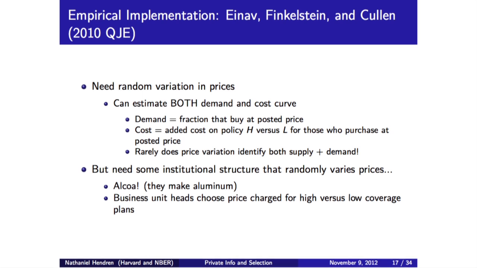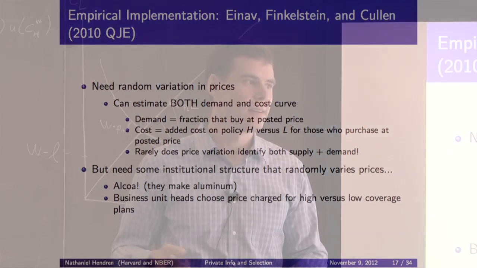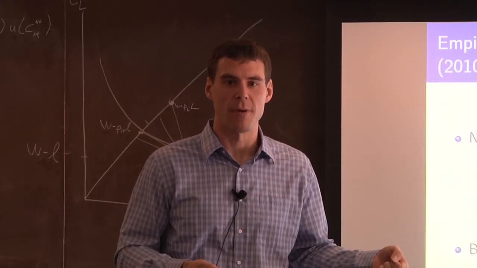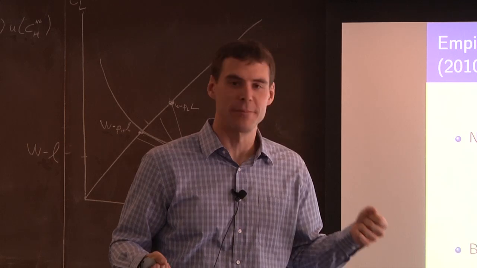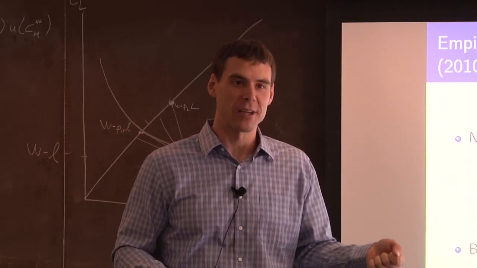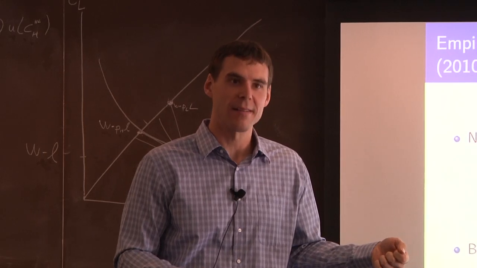So that's going to be a limitation of this approach, that it's really just analyzing a binary decision about high versus low coverage. That leads into the institutional structure they study in this paper. They look at Alcoa, a company that makes aluminum, and they have different business units where the business unit heads choose the price of the PPO versus the HMO, or actually I'm not 100% sure that it's PPO versus HMO, but of the plush policy versus the less generous policy.